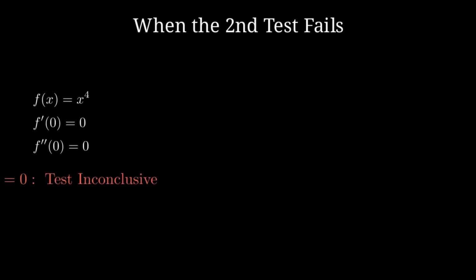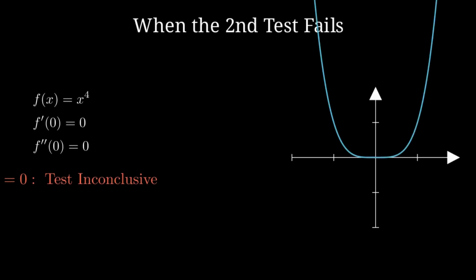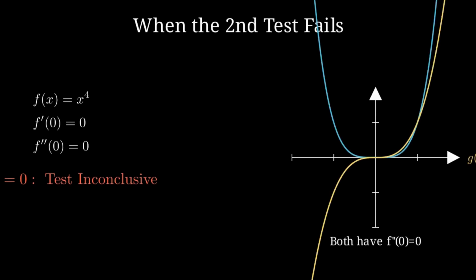Note that if the second derivative equals 0, the test is inconclusive. In such cases, you must revert to the first derivative test to determine if the point is a maximum, a minimum, or an inflection point.